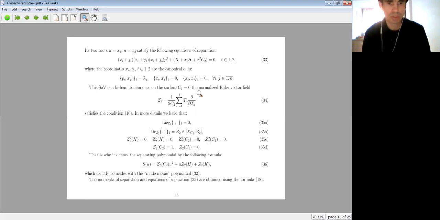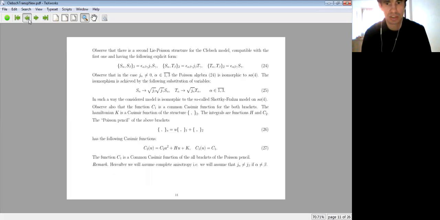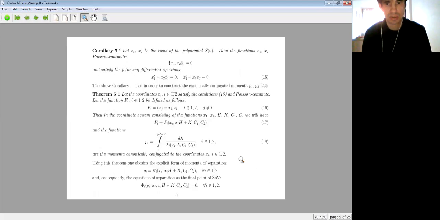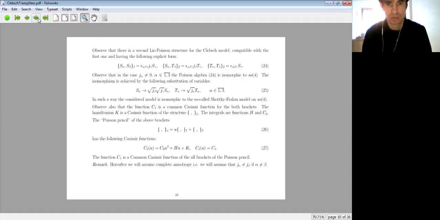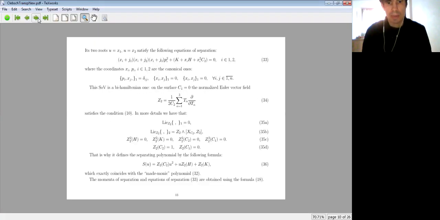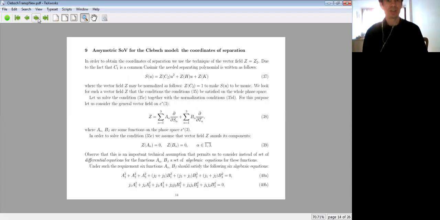The moments of separation are obtained using formula 18, using this integral formula and this theorem. In this case, it is not difficult to do directly. So having seen this, let us pass to our result on the asymmetric separation of variables for the Clebsch model.